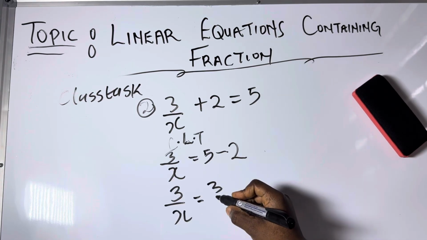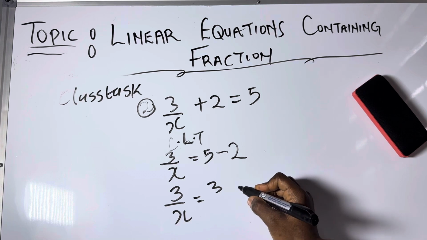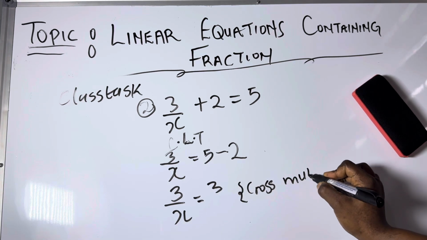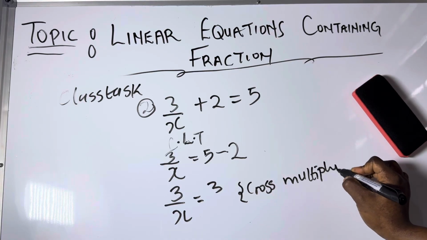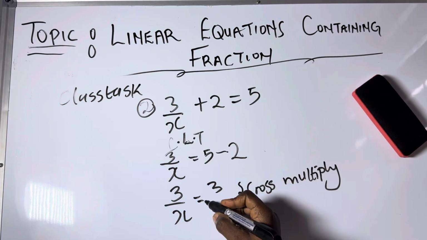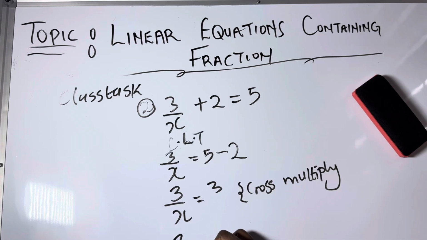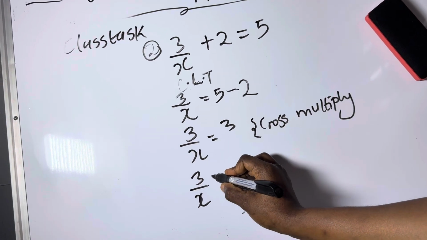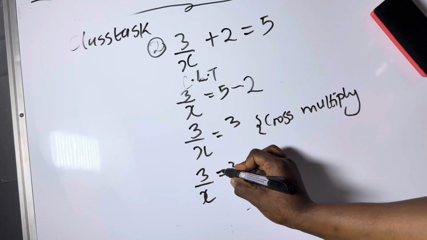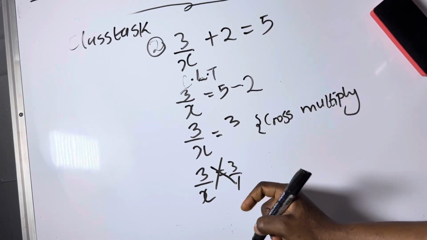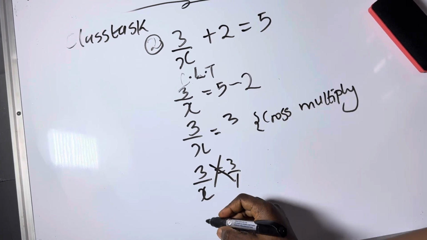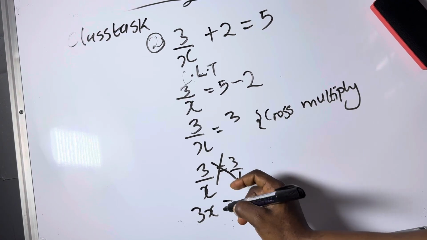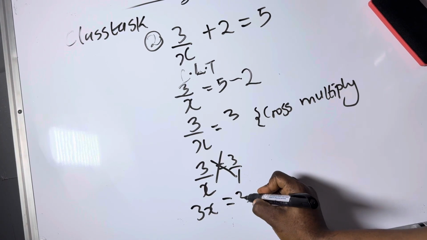The next thing to do is to cross multiply by saying 3 over x equals 3 over 1. This cross multiplies this. x times 3, 3x equals 3 times 1, which is 3.